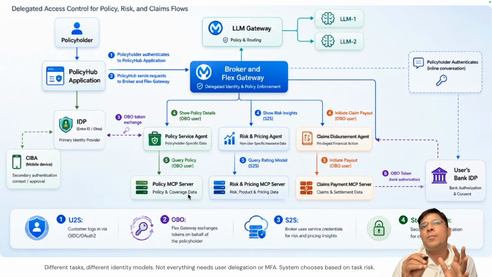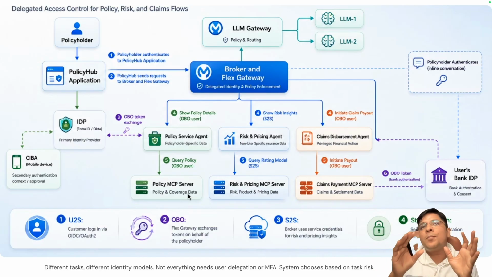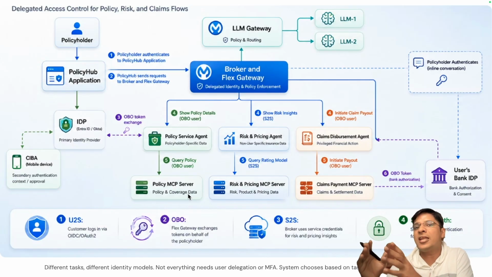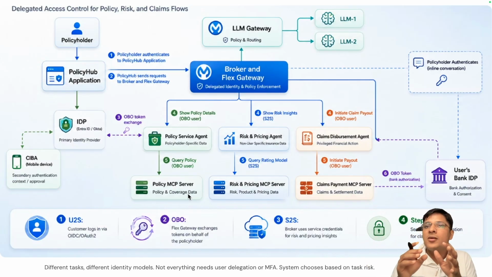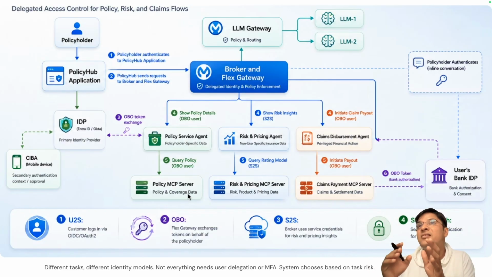So this is one example I have taken, which we have implemented for one of our clients, where we are dealing with policy information, and we know how critical policy information is. Here there are different tasks, and every task needs a different kind of authorization and authentication. Based on the task, the system identifies what kind of authentication mechanism is required.